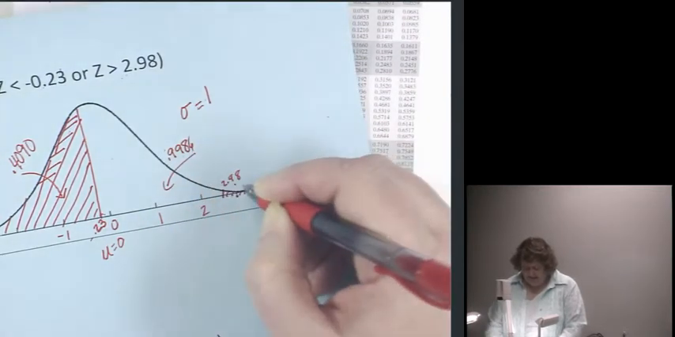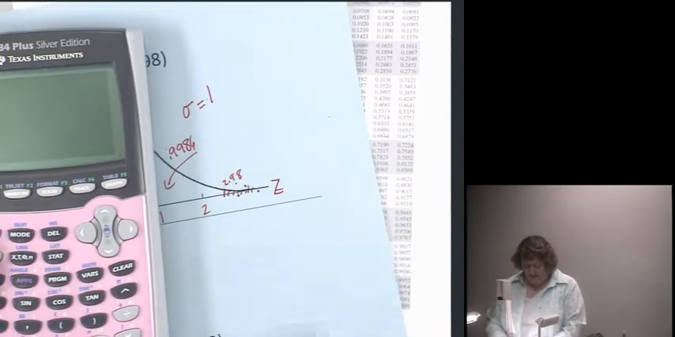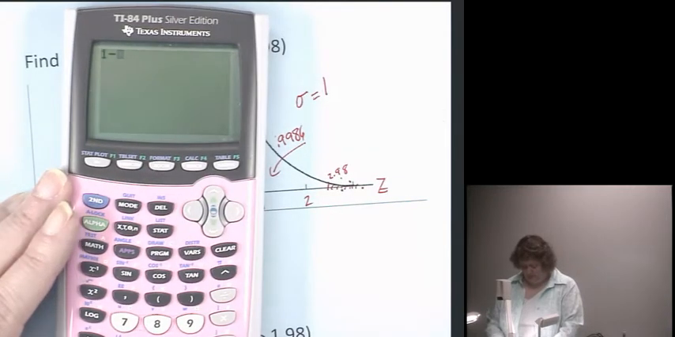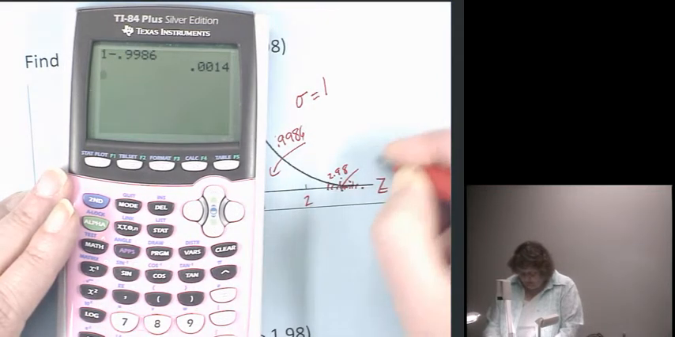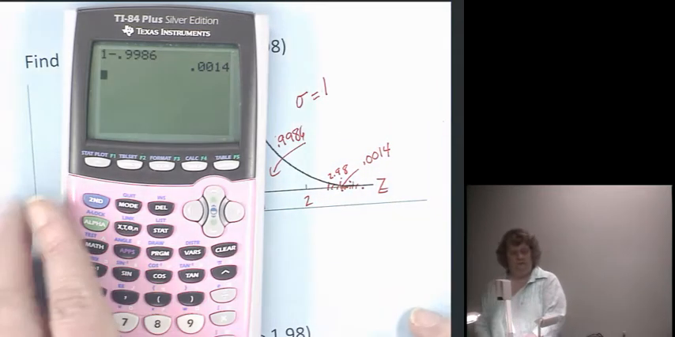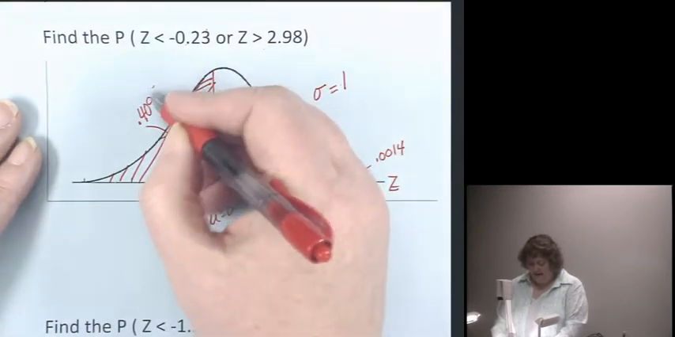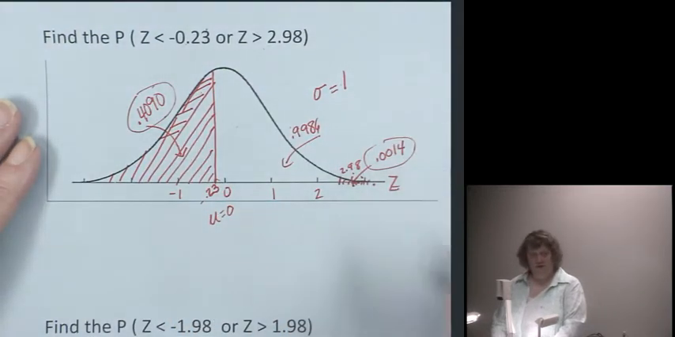The 0.9986 is over here, and I need this little bitty tail. So to find the tail, I need to do my complement, 1 minus 0.9986, which tells me my little tail right here is 0.0014. So this area right here and this area right here are both shaded.